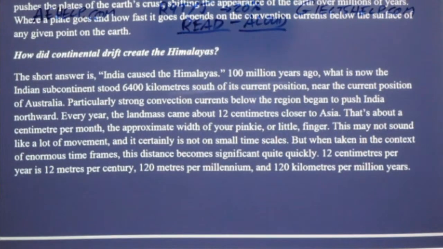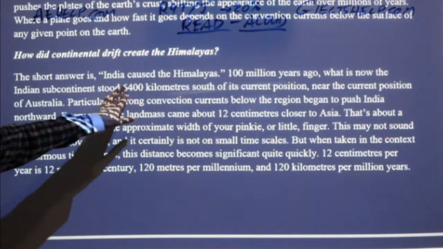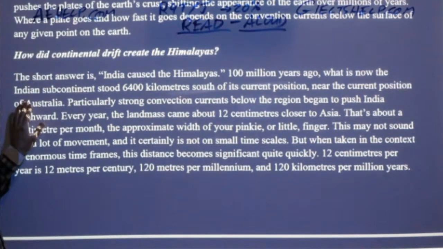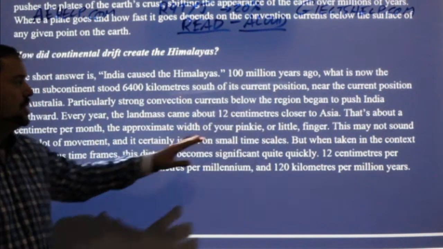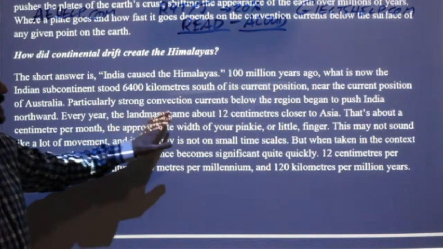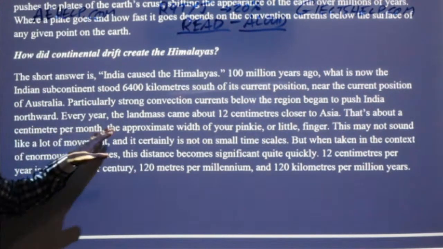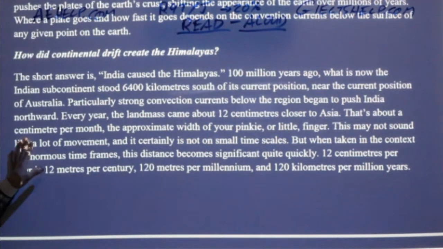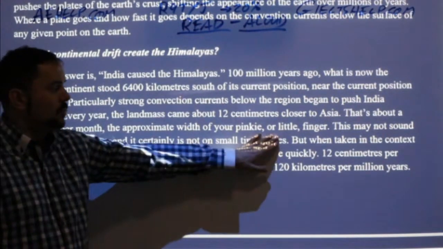How did continental drift create the Himalayas? The short answer is India caused the Himalayas. 100 million years ago, what is now the Indian subcontinent stood 6,400 kilometers south of its current position, near the current position of Australia. Particularly strong convection currents below the region began to push India northward. Every year, the landmass came about 12 centimeters closer to Asia. That's about a centimeter per month, the approximate width of your pinky or little finger.